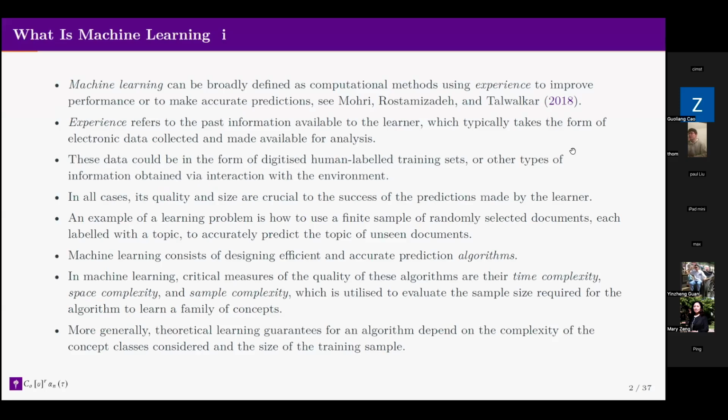Because we need to understand what machine learning is exactly before using the technology. So machine learning can be broadly defined as computational methods using experience to improve performance or to make accurate predictions. Experience here refers to the past information available to the learner, which typically takes the form of electronic data collected and made available for analysis. These data could be in the form of digitized human-labeled training sets or other types of information obtained through interaction with the environment. In all cases, its quality and size are crucial to the success of the prediction made by the learner.